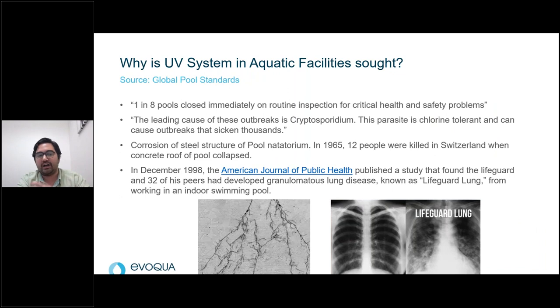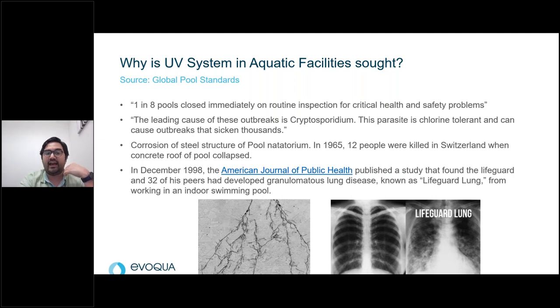So why is UV sought for aquatics? These are some of the many cases around the world where UV was introduced to solve the problems. In the US, 1 in 8 pools close immediately on routine inspection for critical health and safety problems. There is one leading outbreak for aquatics, which is the Cryptosporidium outbreak, which happens a lot in the US and caused a new regulation to be introduced. In Australia, it is mandatory that if there is a sickness because of Cryptosporidium from a pool, it has to be reported to the health ministry. As I mentioned, this parasite is chlorine resistant.